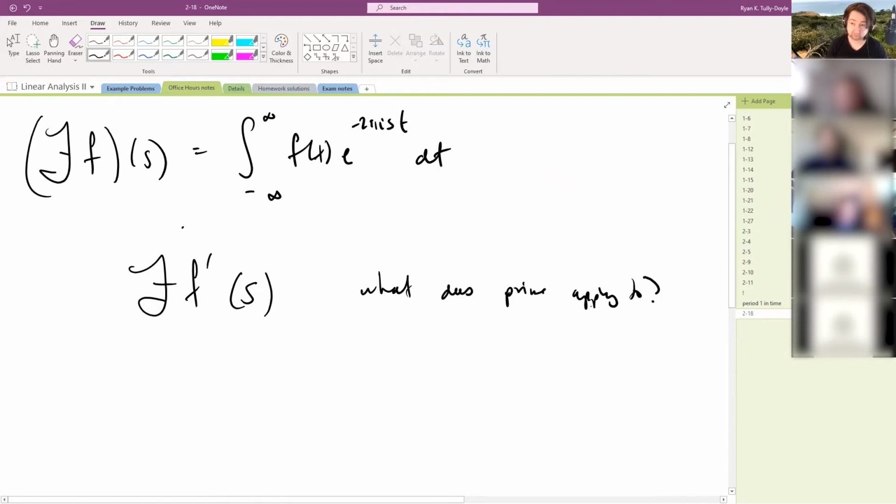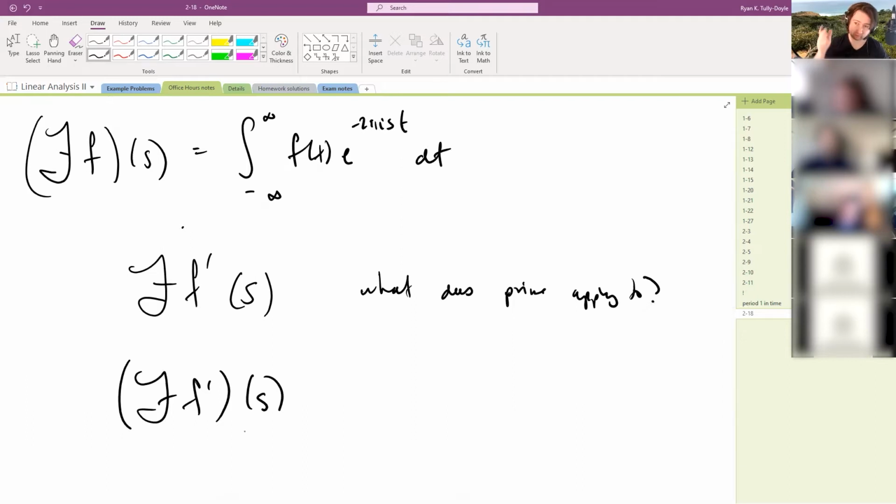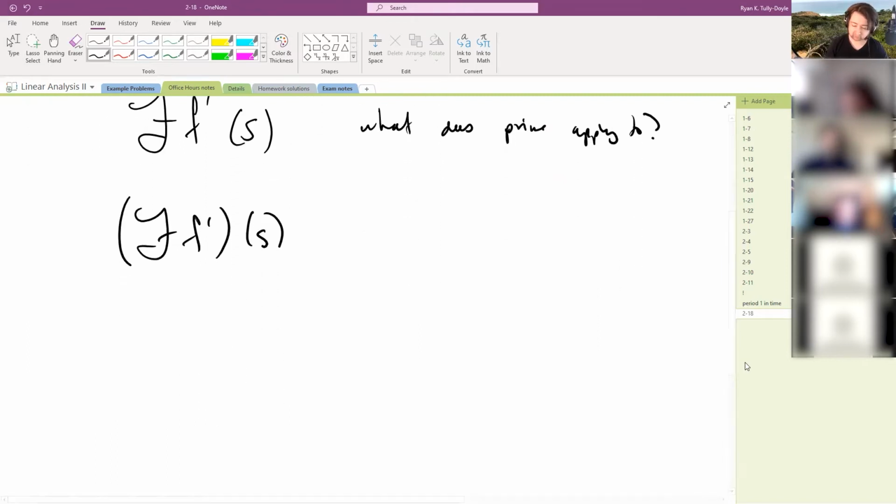Does it apply to the Fourier transform or does it apply to f? F. So this is the Fourier transform of f prime of s. Okay, so it's not the way I had it written. It's like you have to take the derivative of f prime. Now we're still going to use integration by parts, but the formula is going to be slightly different.